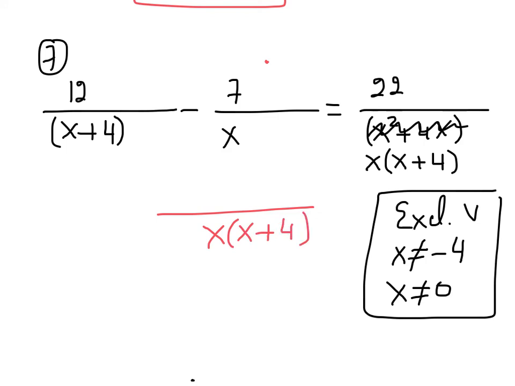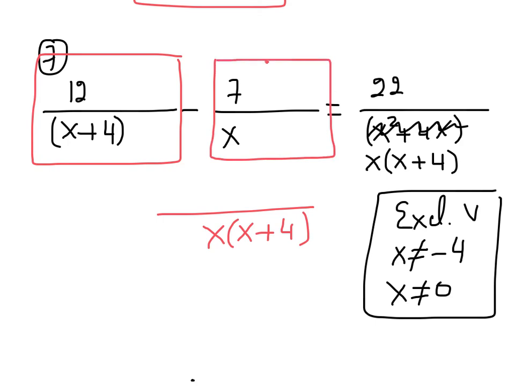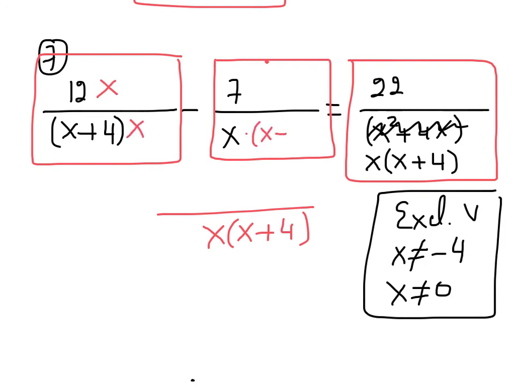I want you to go after these three terms on the right and the left of the equal sign, and multiply top and bottom by what's missing to make the denominator a common denominator. Here I have x plus 4, that means I'm going to multiply top and bottom by x. Here I have the x, so I'm multiplying top and bottom by x plus 4. Here on the right-hand side, I already have the common denominator. I don't need to multiply top and bottom by anything.